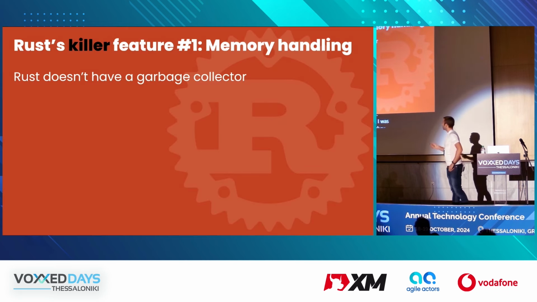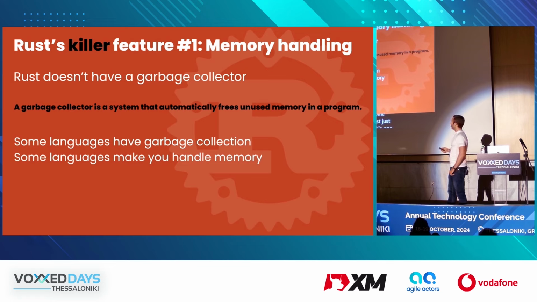And now some killer features for Rust. I chose just 2 of them. The first one is this one. Rust doesn't have a garbage collector. What is a garbage collector? It's a system that basically cleans the memory in a program, just to make it easy.